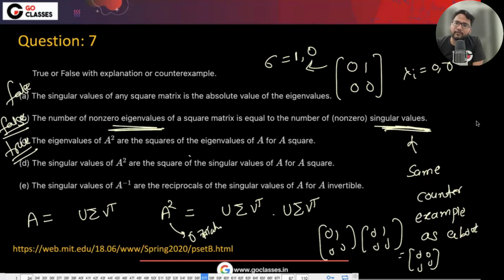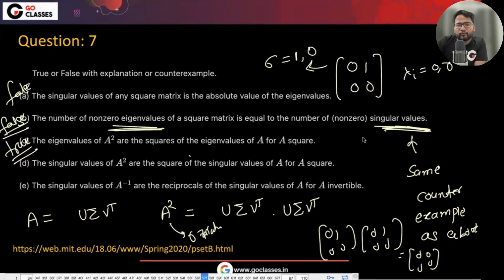Sorry, the eigenvalues will be zero, at least of this zero. And A eigenvalues is anyway. Okay, sorry, they're talking about singular values. I'm sorry about it. So the singular values of A are 1 and 0.